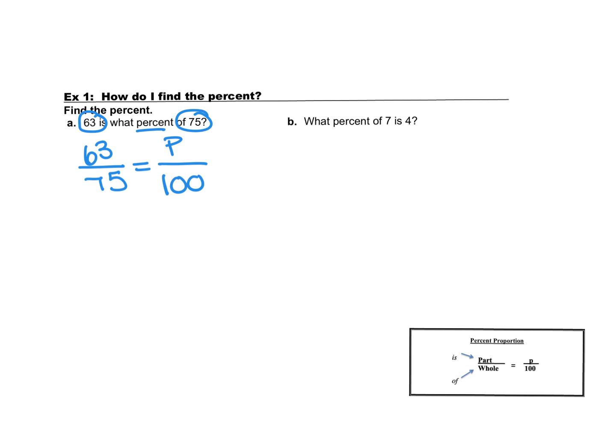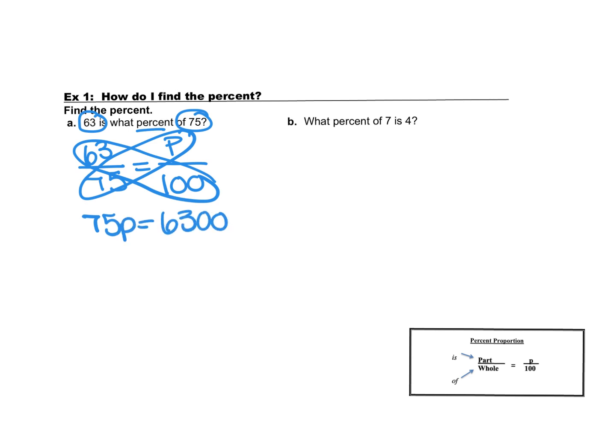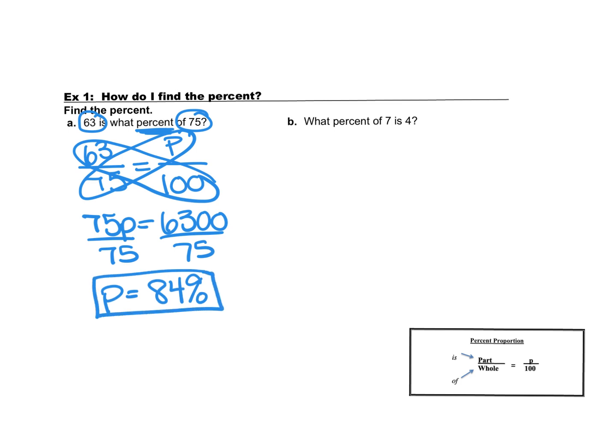Now there are other ways that we can solve these, but today we're going to be using this percent proportion. Remember, when we solve these, we're going to cross multiply and then divide. So we'd have 75P is equal to 6,300, and then we divide by 75. And so our P is equal to 84. Because we were solving for the percent, we do have to put the percent sign on it. Anytime you're looking for the percent, you do have to have that percent sign on it.